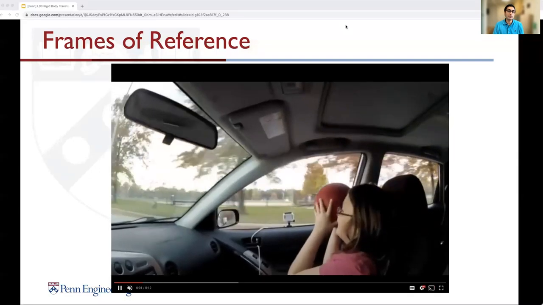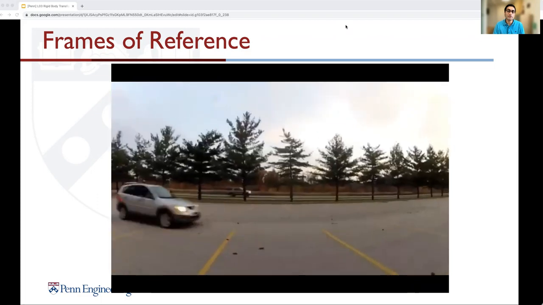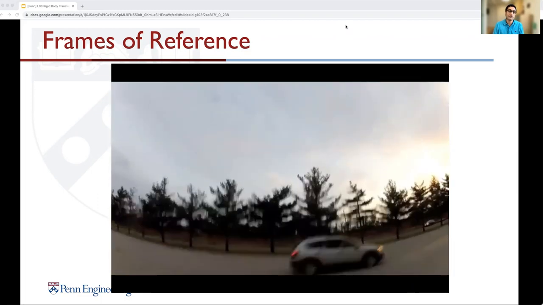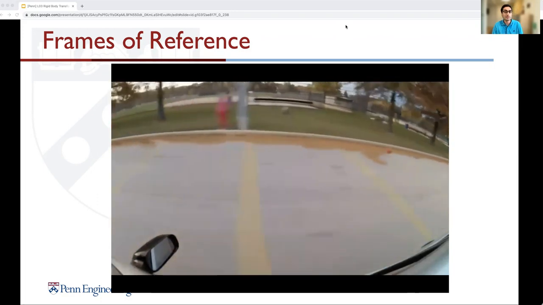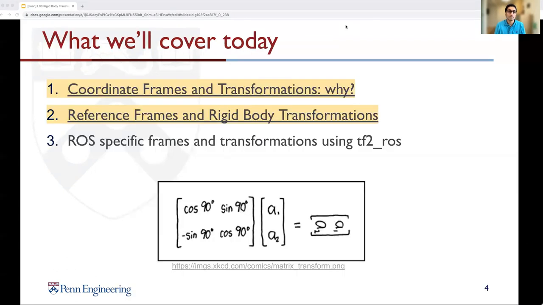This is a very simple video that clearly showcases the concept of different frames of reference. It's just different ways of looking at the same point from the agent, sensor, actuator, or the world. We'll now see how we can have different frames on our car, as well as why it is important to us. We'll cover three things today.